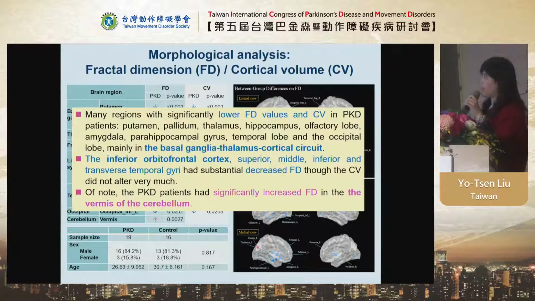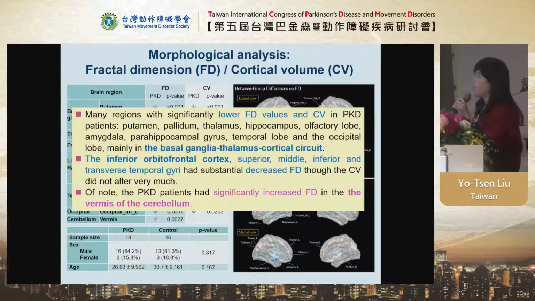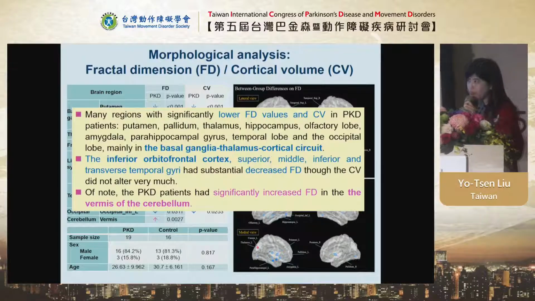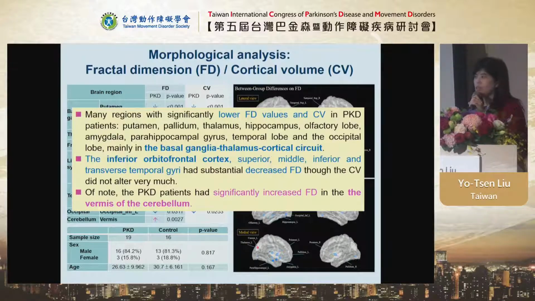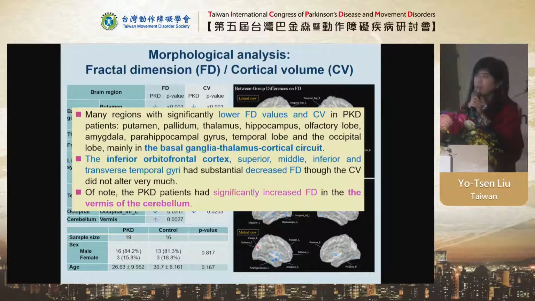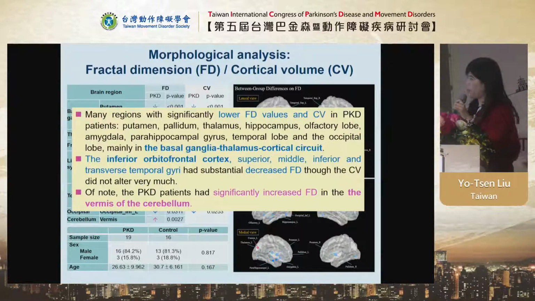Actually, these regions are involved in the basal ganglia-thalamus-cortical circuit. Also very interesting, we found that the inferior orbital frontal cortex has significantly decreased fractional dimension, although its cortical volume did not decrease. This region is responsible for emotion, depression, and decision making. So it may partially explain why anxiety and depression influence the frequency and severity of PKD.